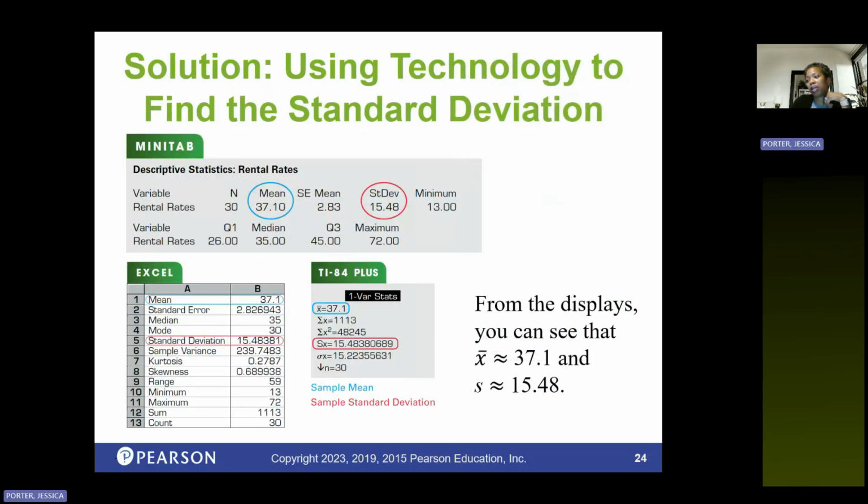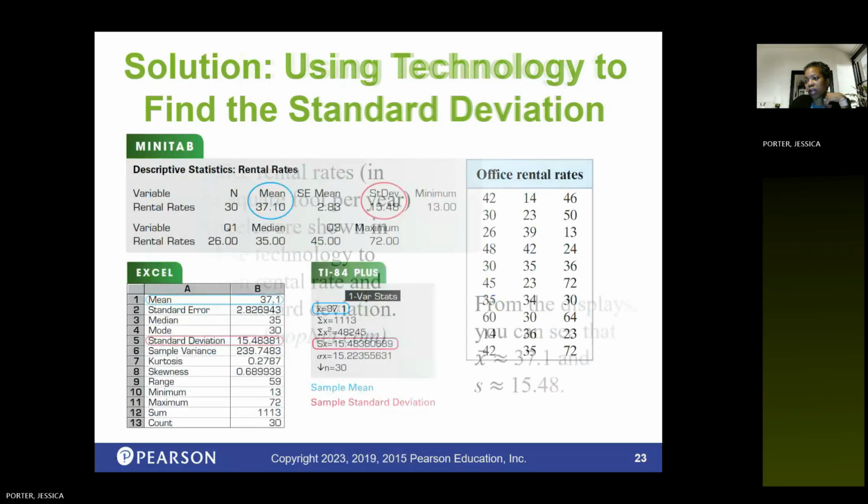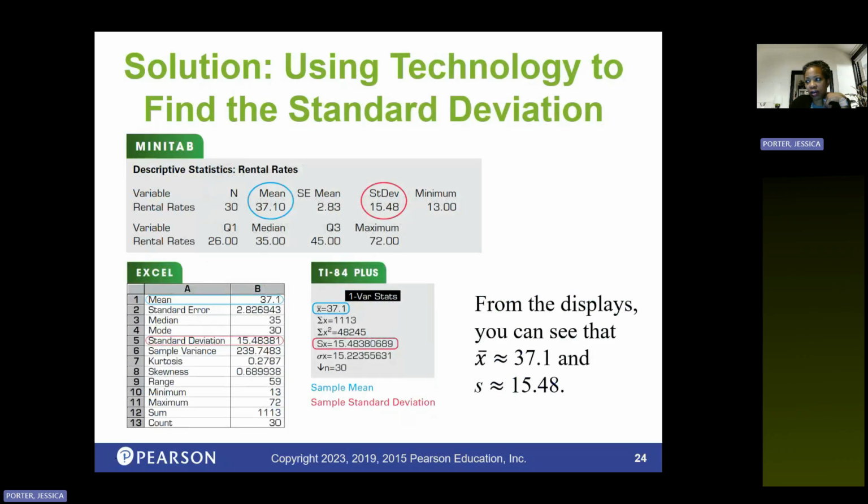Okay, so see here, they've done this on the TI-84, and I'm not going to put all these data points in, but they're just showing you can do this on Minitab, Excel, TI-84, and StatCrunch.